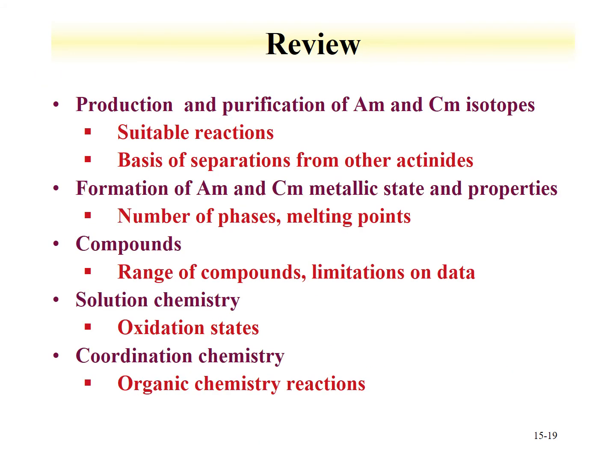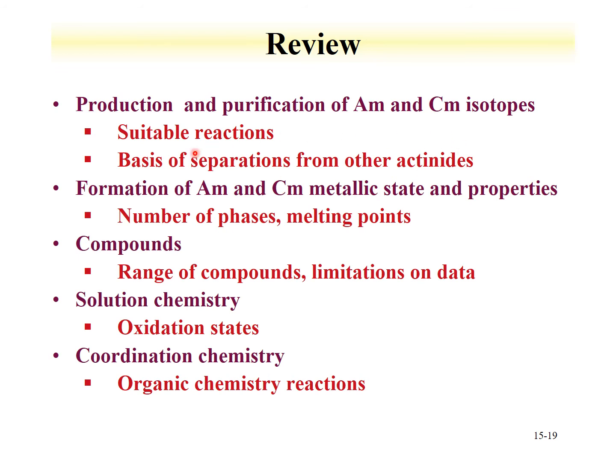An overview of this lecture is presented here. The important information is production and purification of americium and curium isotopes, identifying that curium-244 and curium-248 are important isotopes for doing chemistry. As for americium, it's the 241 and 243. Understanding how these isotopes can be produced and how they can be separated should be an outcome of this lecture.